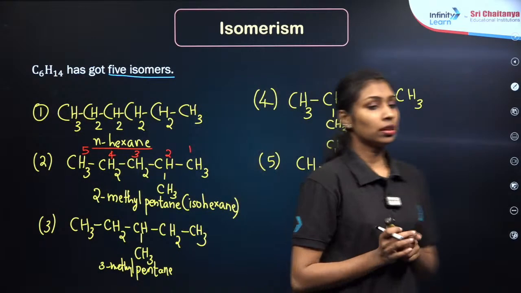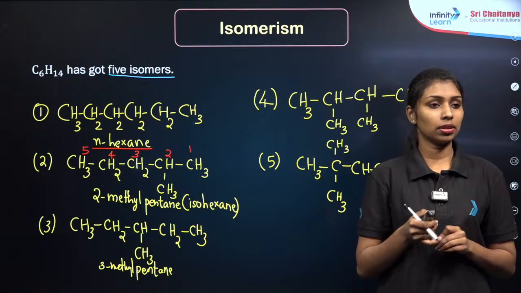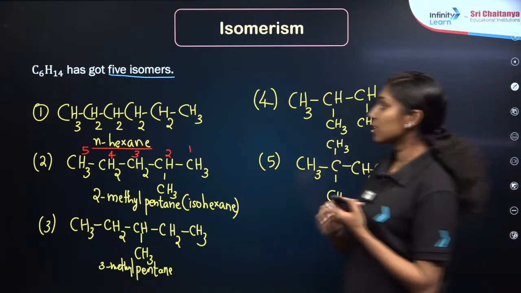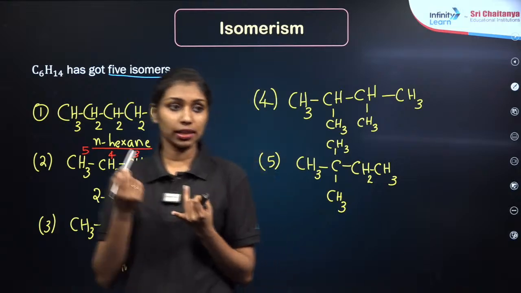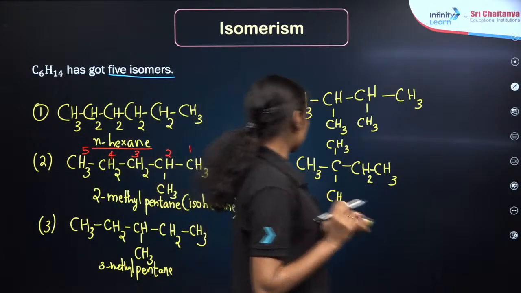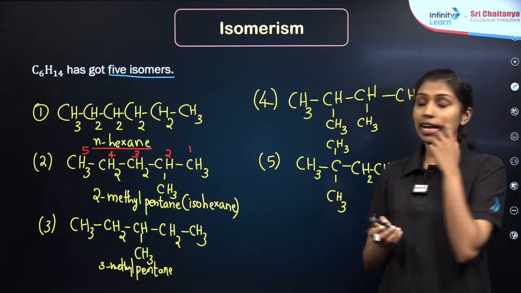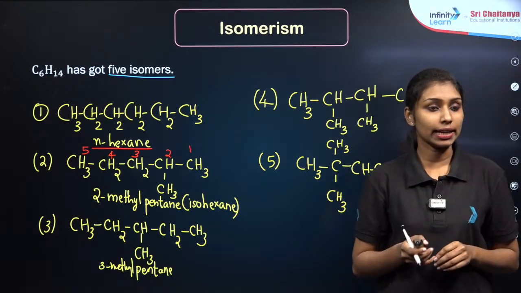Clear? So try to find out the maximum possibility of isomers here. You can try with the higher alkanes also, heptane, octane, just like that, right? Is that clear? How to write the structural isomers of the alkanes.